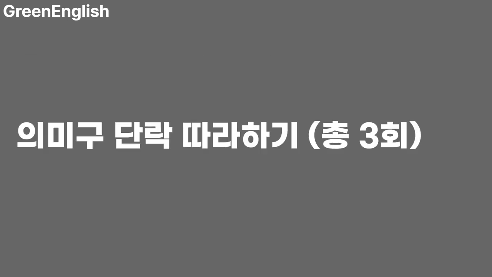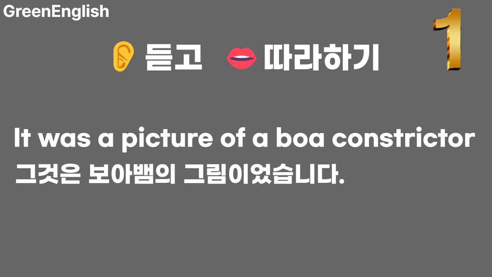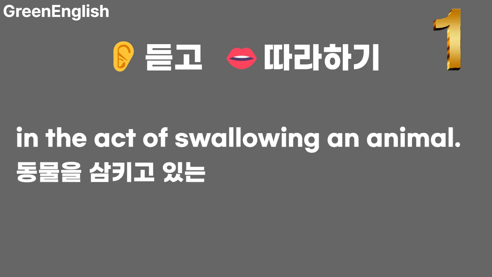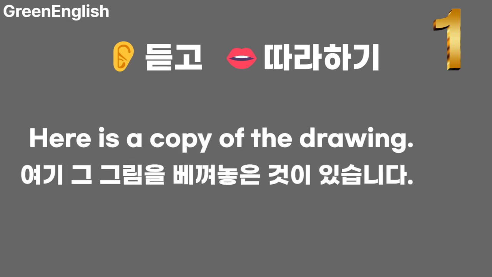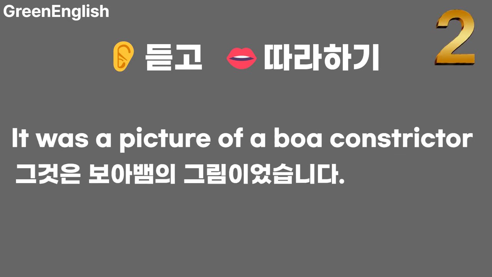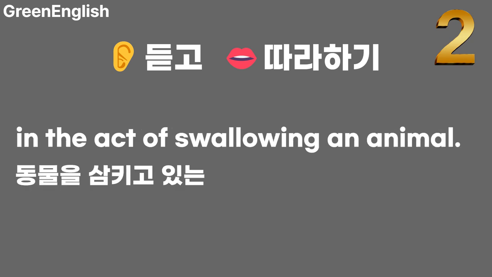의미구 단락으로 따라 말하기 총 3회. 그것은 보아뱀의 그림이었습니다. It was a picture of a boa constrictor. 동물을 삼키고 있는. In the act of swallowing an animal. 여기 그 그림을 베껴놓은 것이 있습니다. Here is a copy of the drawing.